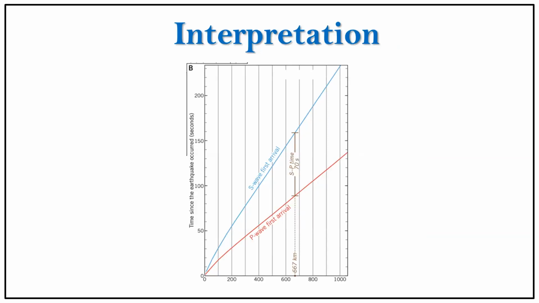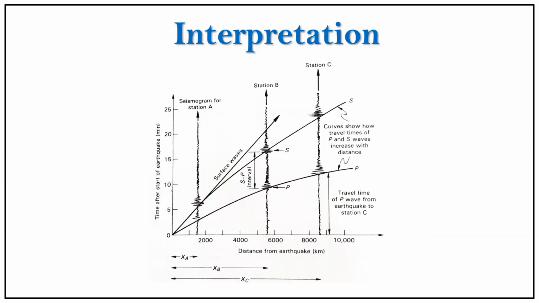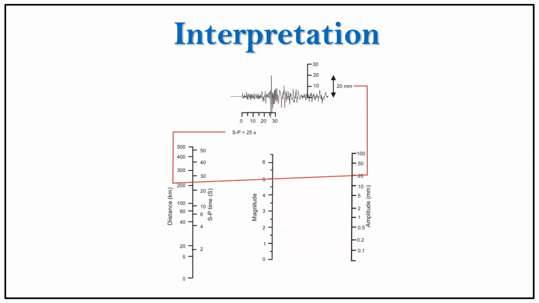Interpretation. Analyze the travel time curve to determine the earthquake's epicenter and magnitude. The intersection point of the P wave and S wave curves represents the epicenter, and the vertical distance between the curves indicates the time interval between P wave and S wave arrivals, which is used to estimate the earthquake's depth. Magnitude can also be estimated based on the time interval and the amplitude of seismic waves.